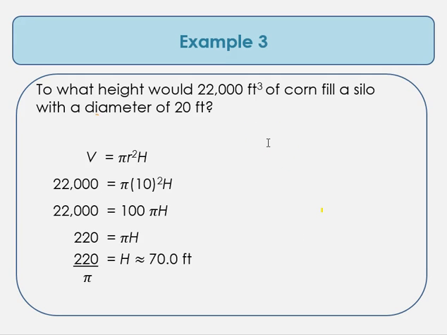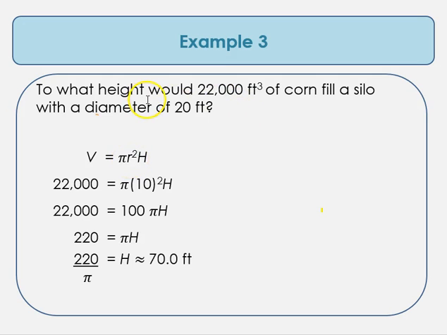Example 3, this is one of those problems where they ask you to back solve. To what height would 22,000 feet cubed of corn fill a silo? For those of you who don't know what a silo is, it looks like a tall cylinder on a farm full of corn, with a diameter of 20 feet. So if it has a diameter of 20 feet, we need a radius. 20 divided by 2 will be our radius of 10.